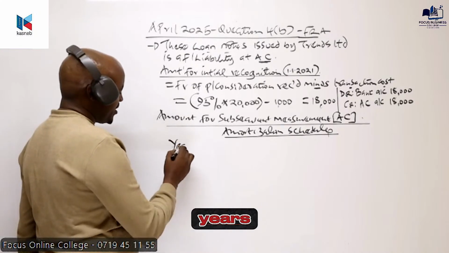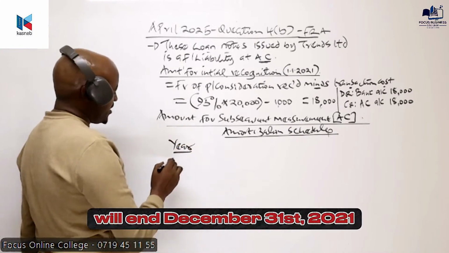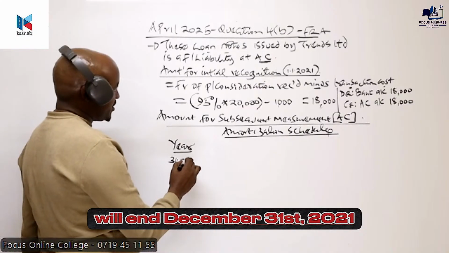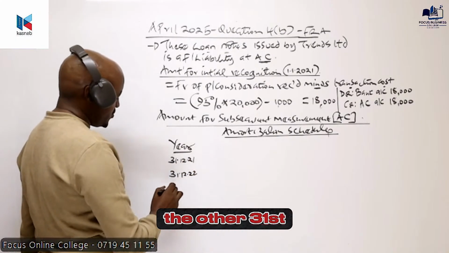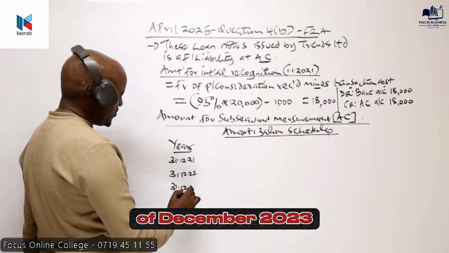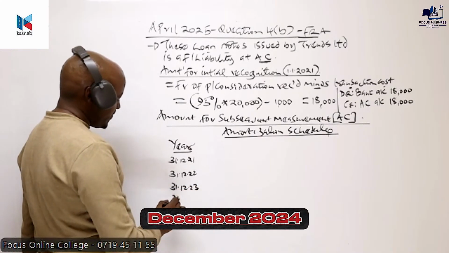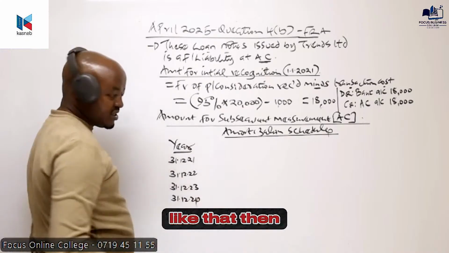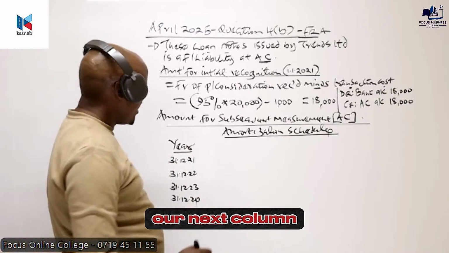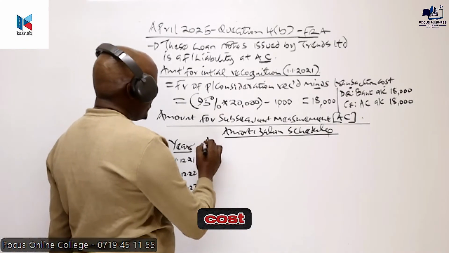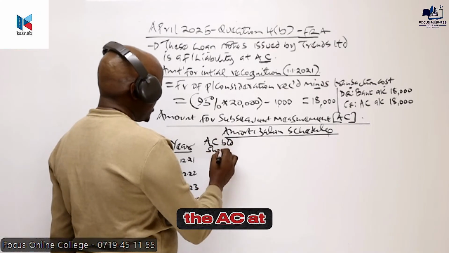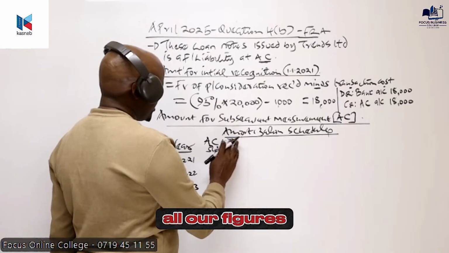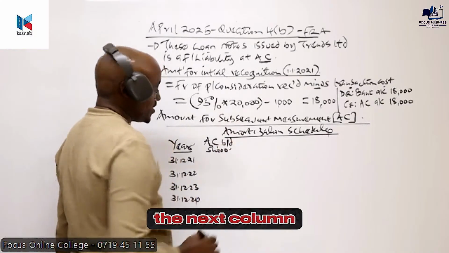We will have, therefore, a column for years. Basically, the first year will end 31st of December 2021, the other 31st of December 2022, the other 31st of December 2023, and 31st of December 2024. Then our next column will be for the amortized cost at the start of the year, the AC at the start, and remember all our figures are in thousands of shillings.